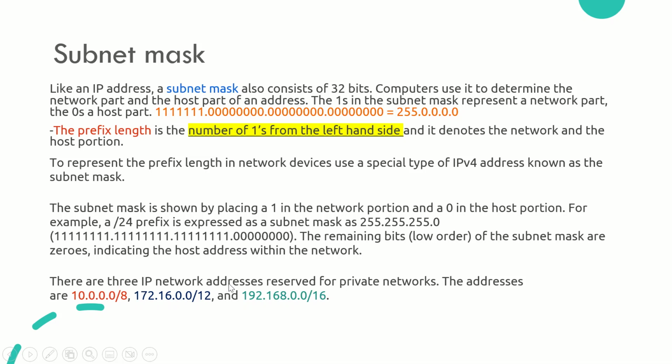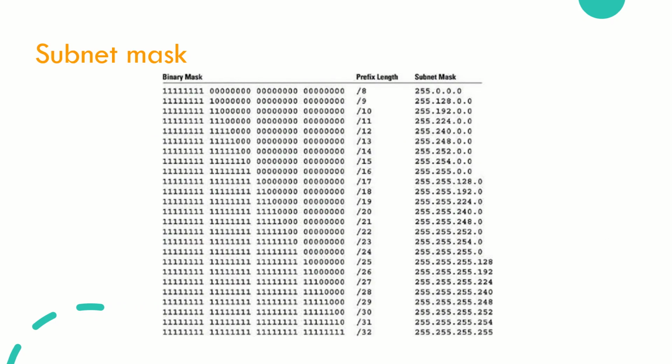There are 3 IP network addresses reserved for private networks, as we said. The addresses are 10.0.0.0/8, this is prefix length /8; 172.16.0.0/12, prefix length 12; and also 192.168.0.0/16. You can see the binary mask, the prefix length, and the subnet mask here for all of them.